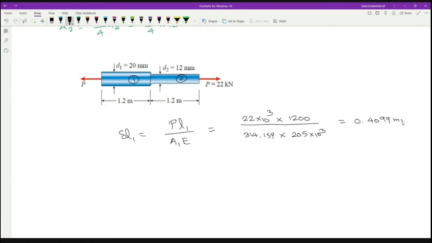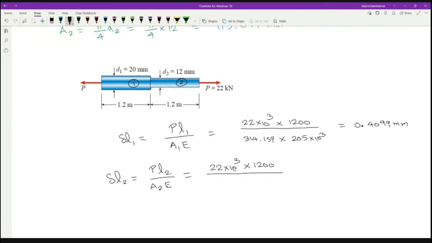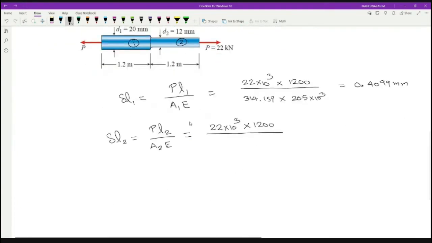0.4099 mm. So I identify this value. Then we go for the next one, which is del L2. So del L2 is same, P L2 by A2 E, which is equal to 22 into 10 power 3 into L2, which is also the same, 1200. So L1 and L2 both are same, divided by area, which is different. Area is 113.097. 113.097 into 205 into 10 power 3. So this is my del L2.